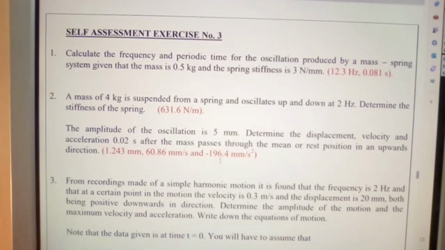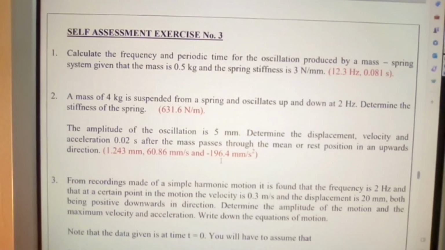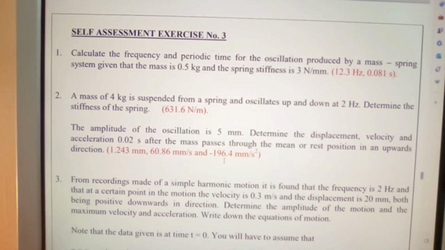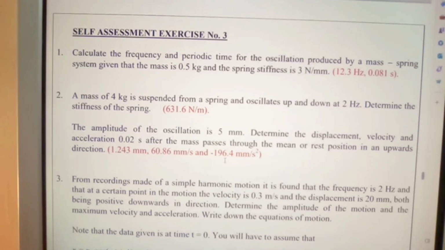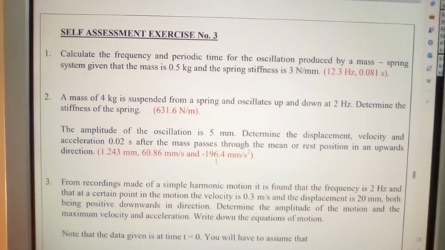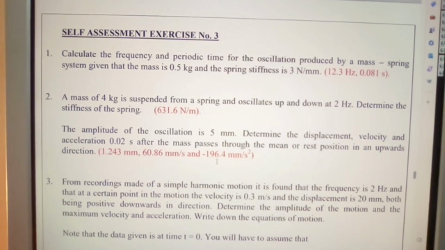And again, here we have self-assessment exercise. Okay. Now, don't just write out the answers. Make sure that the answers are correct. Make sure you apply the relevant formula to find the solution to the question.